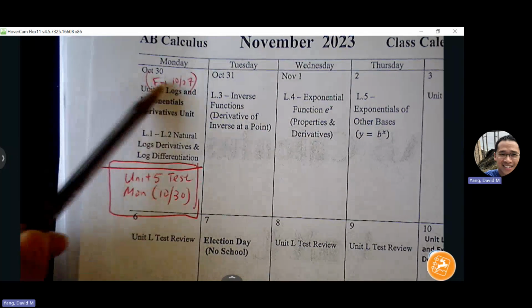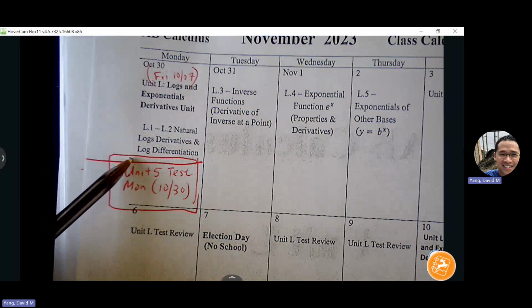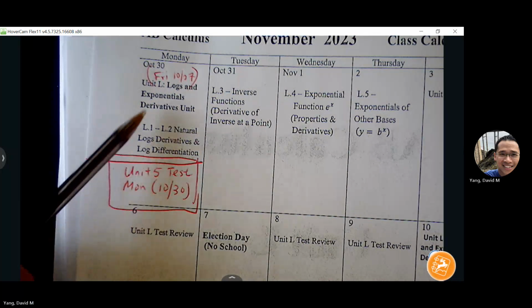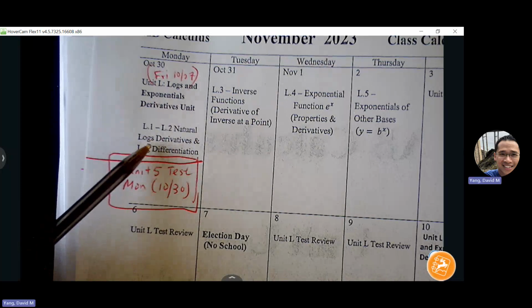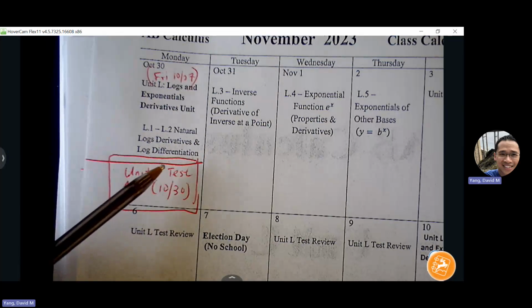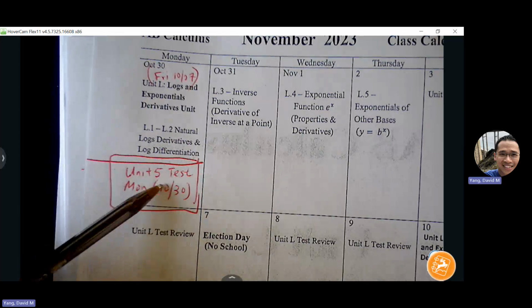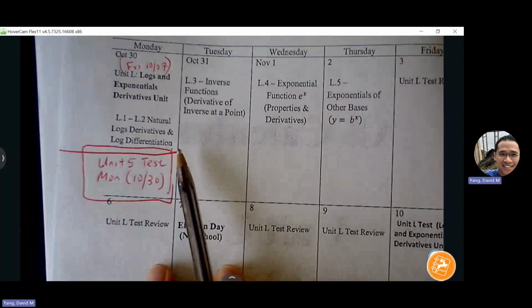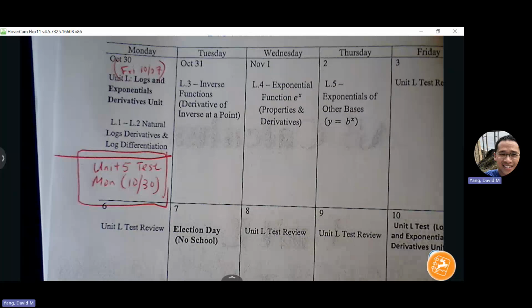So today we're going to go over first two sections of logs and differentials, derivative units. So we're doing natural log derivatives and log differentiation. And then we'll take the test on Monday, and then we'll continue with the sections from the tests.